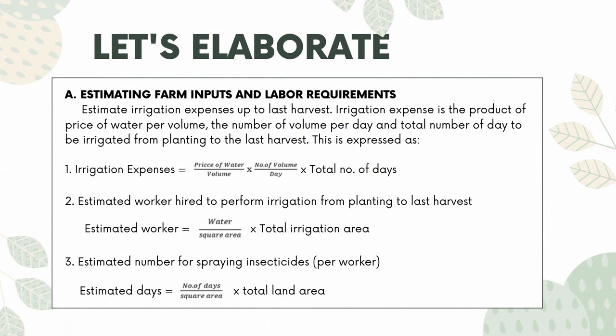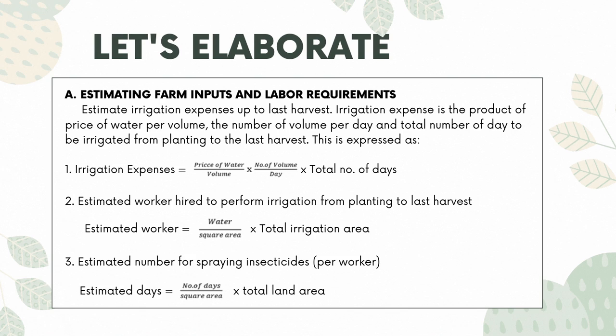Now let's do our lessons. A. Estimating farm inputs and labor requirements. Estimate irrigation expenses up to last harvest. Irrigation expense is the product of price of water per volume, the number of volume per day, and the total number of days to be irrigated from planting to the last harvest. This is expressed as number 1, irrigation expenses is equal to price of water over volume times number of volume over day times total number of days.